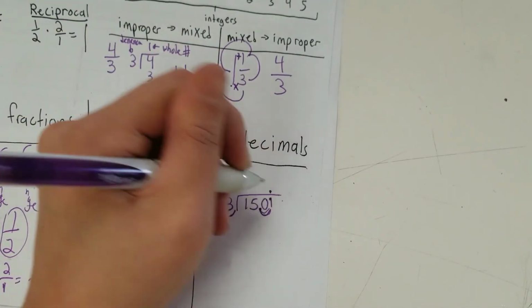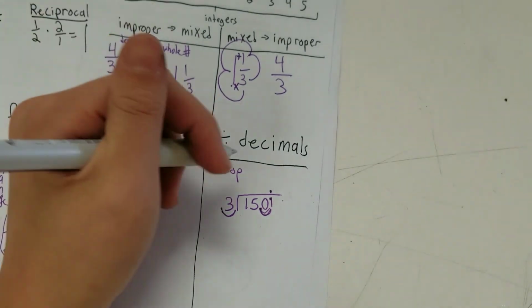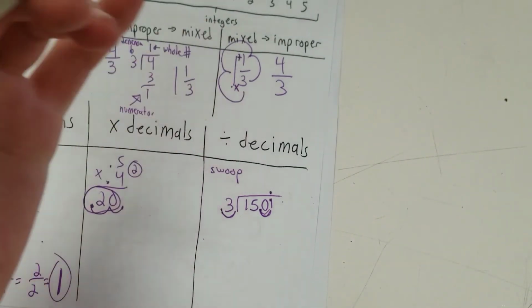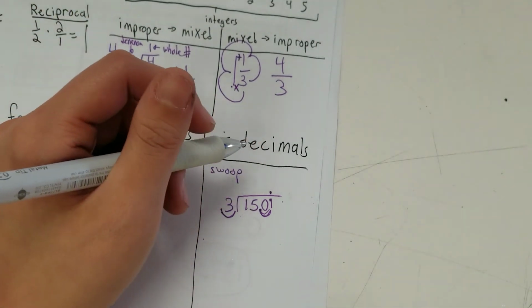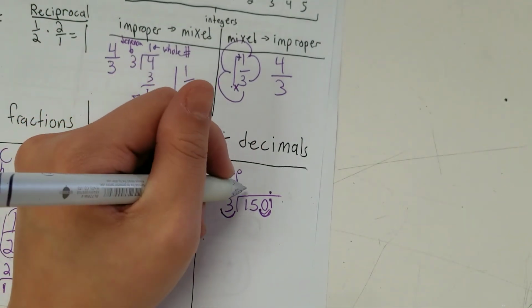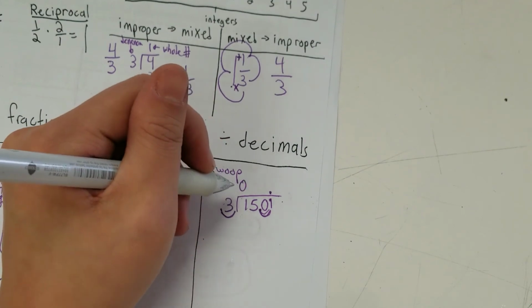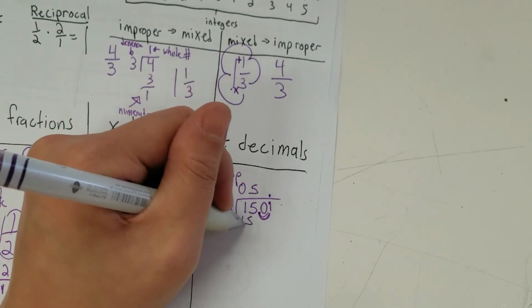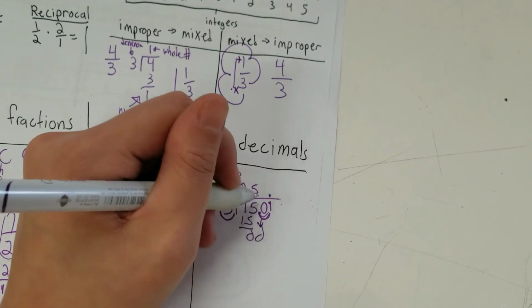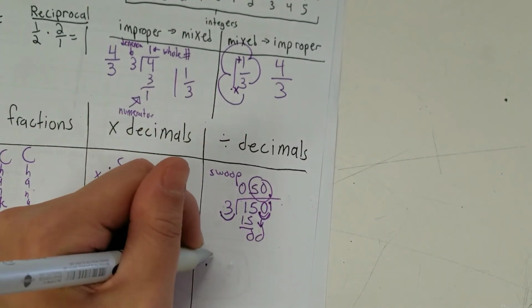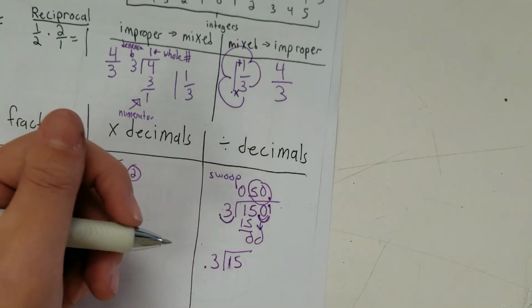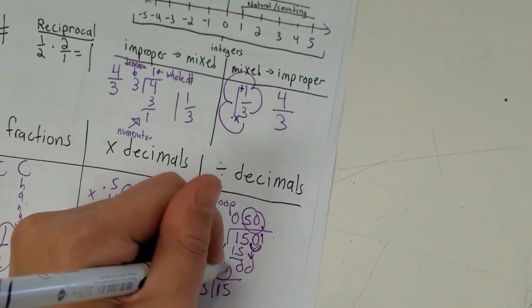As soon as I let go of my decimal, I need to bring it up so that it's in my answer. And then from now, I can divide like normal. 3 goes into 1, 0 times. 3 goes into 15, 5 times. 3 goes into 0, 0 times. And so 15 divided by 3/10 would equal 50.